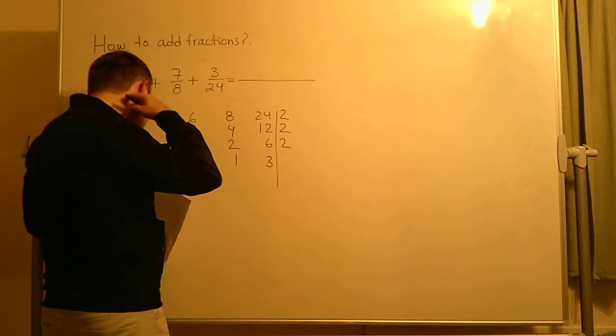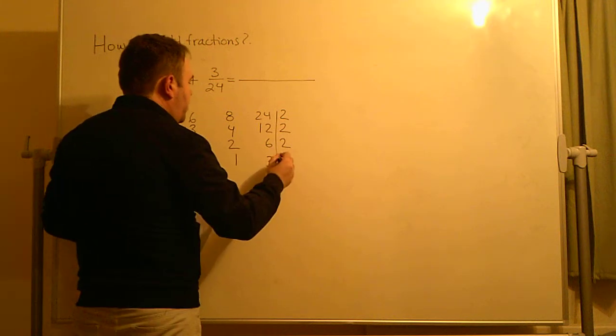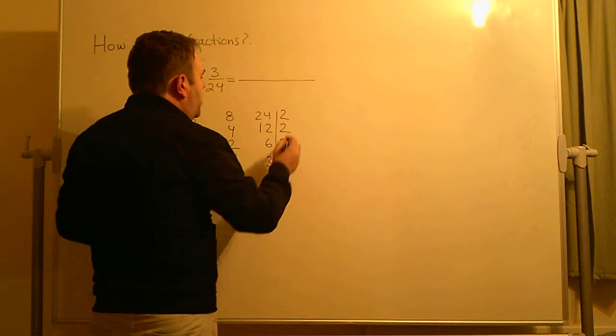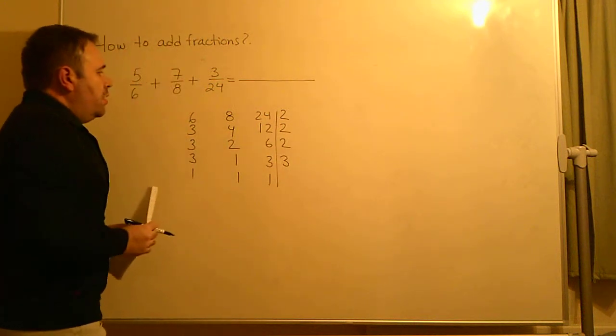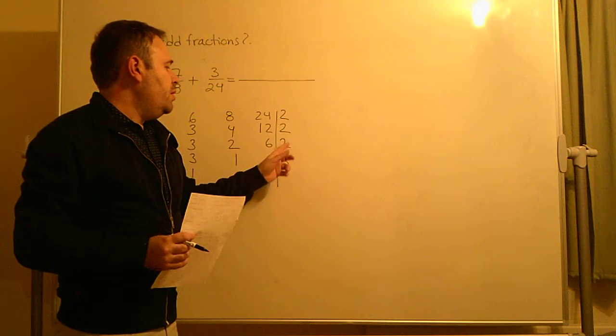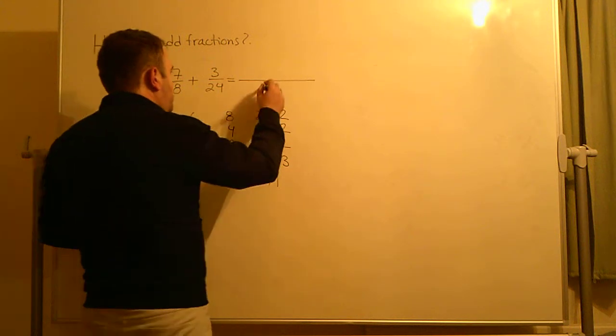Now, since none of them is even, we're going to divide by 3. Then we'll have 1, 1, and 1. Now, we're going to calculate the least common multiple. 2 times 2 is 4, times 2 is 8, times 3 is 24.